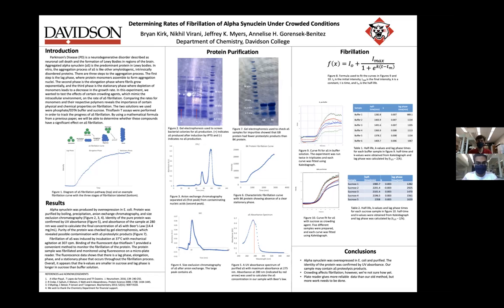Overall, it appears that the K values are smaller in sucrose and the lag phase is longer in sucrose than in buffer solution. In conclusion, alpha-syn was overexpressed in E. coli and purified, and the identity of the protein was confirmed by UV absorbance. Our sample may contain some alpha-syn proteolysis products, like in figure 7. Crowding does affect fibrillation; however, we're not sure how it affects fibrillation. The plate reader gives us more reliable data than our old method, which was fluorescence spectroscopy, but more work needs to be done.